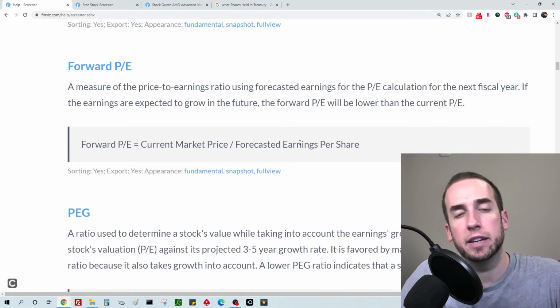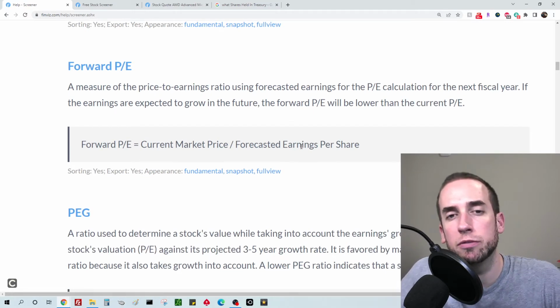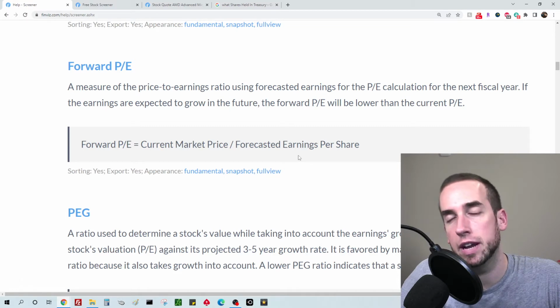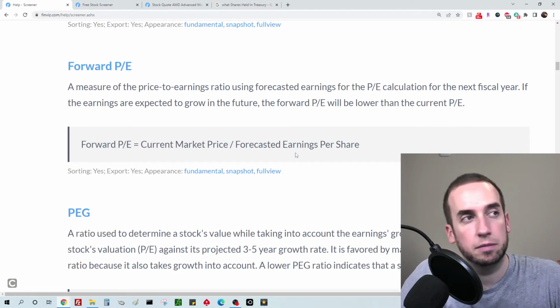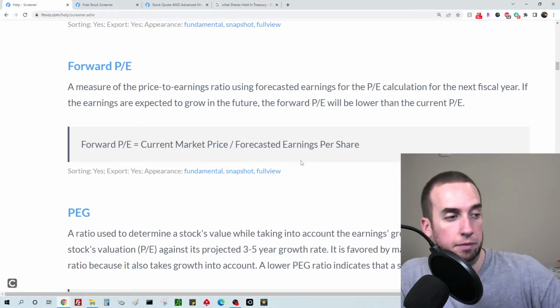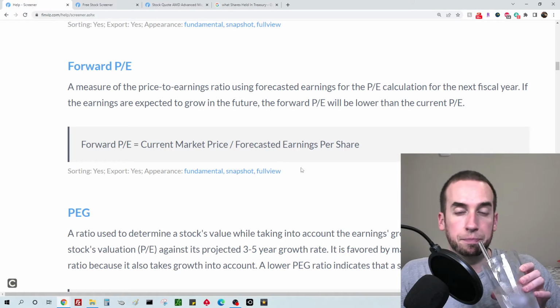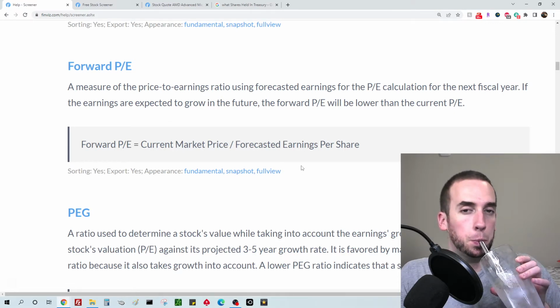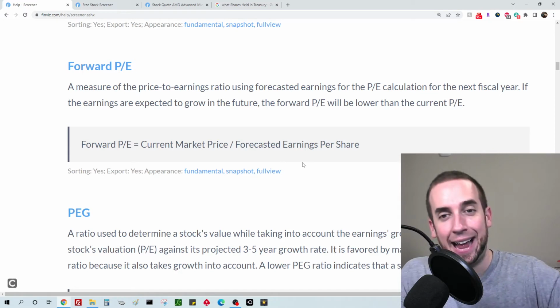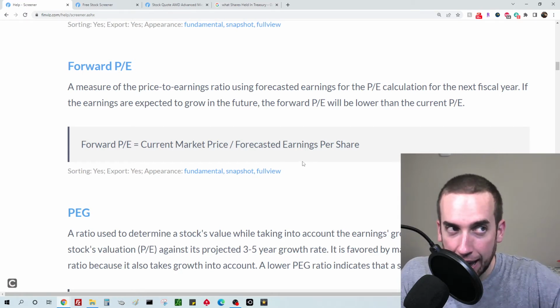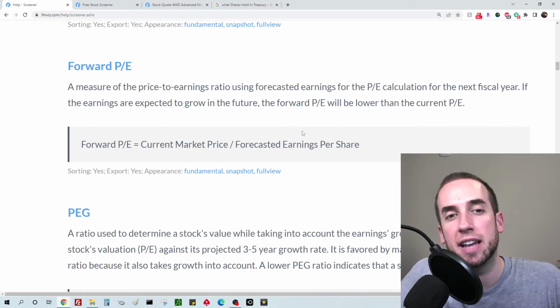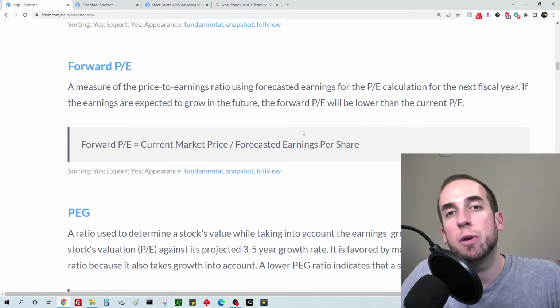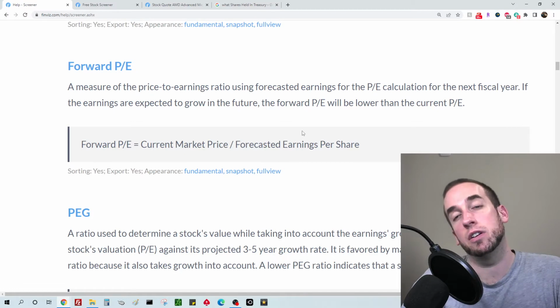Okay, forward PE is a measure of the price to earnings ratio using forecasted earnings for the PE calculation for the next fiscal year. If the earnings are expected to grow in the future, the forward PE will be lower than the current PE. Yes, you always want the forward PE to be lower than the current PE. And in the forward PE section, there's a gray box that has forward PE equals current market price divided by forecasted earnings per share.